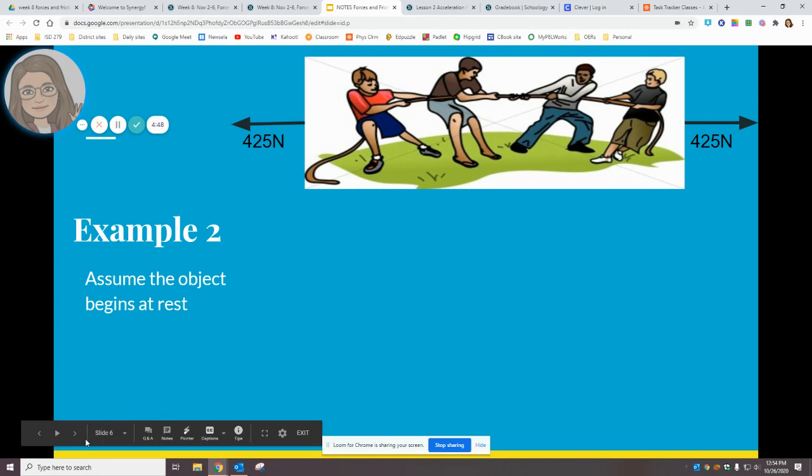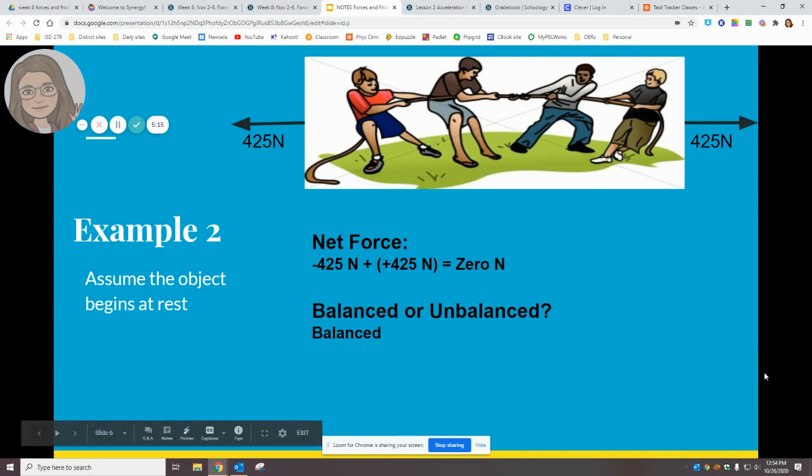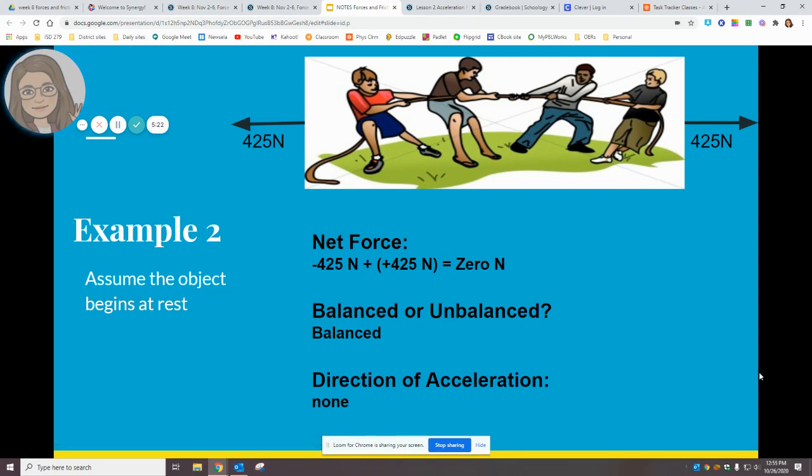On another example, we have a tug of war. You have 425 newtons to the left, and you have 425 newtons to the right. When I combine those, again, the left is negative and the right is positive, so I get an overall net force of 0 newtons. Are they balanced or unbalanced? This would be balanced forces because I add them up to 0. The direction of the acceleration, well, if forces are balanced, there will be no acceleration, so I would put none or 0.